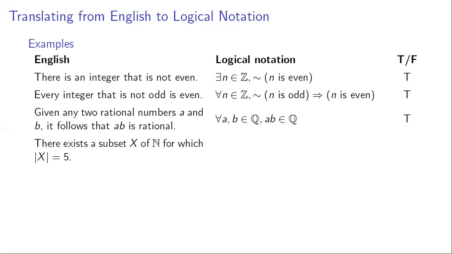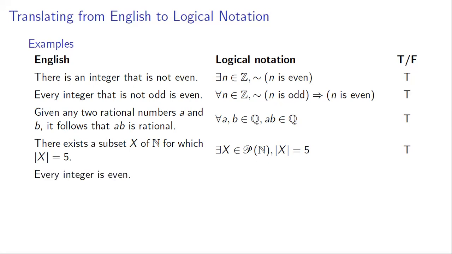Next example. There exists a subset X of the natural numbers for which the cardinality of X is equal to 5. In logical notation, this is, there exists an X in the power set of N, meaning X is a subset of N, such that the cardinality of X is equal to 5. Is this true? Yes, it's true. There is at least one subset of N whose cardinality is 5.